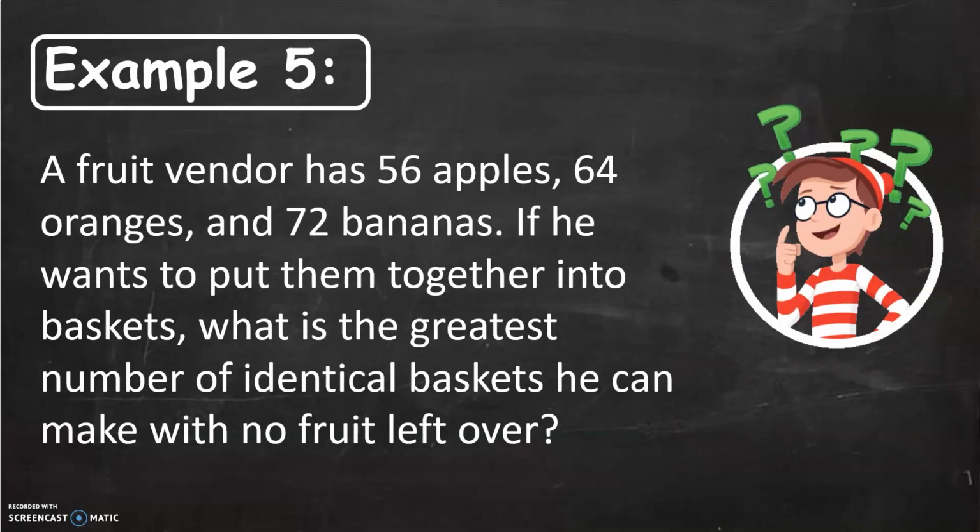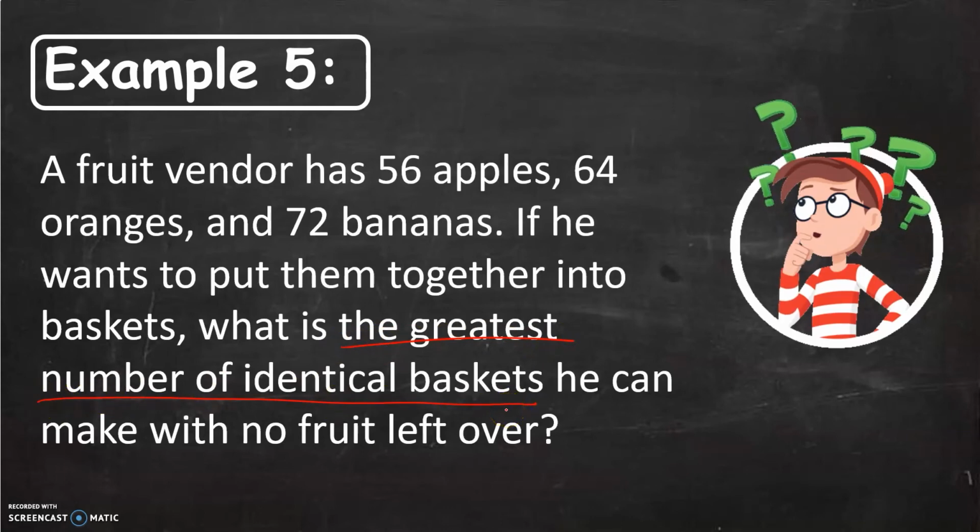Let us read together. A fruit vendor has 56 apples, 64 oranges, and 72 bananas. If he wants to put them together into baskets, what is the greatest number of identical baskets he can make with no fruit left over? So this question is almost the same as the question we had earlier. But this time, we are asked to look for the greatest number of identical baskets.